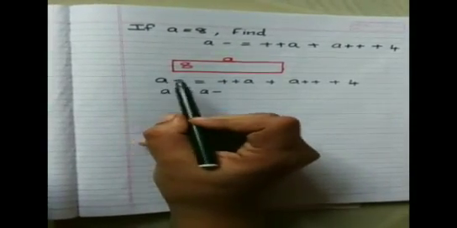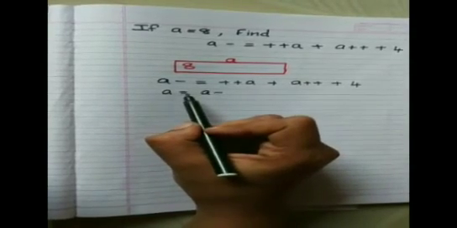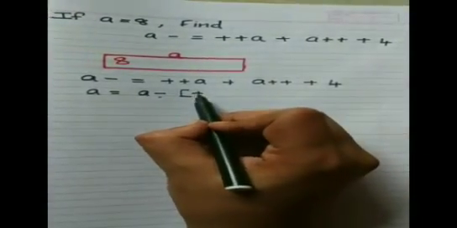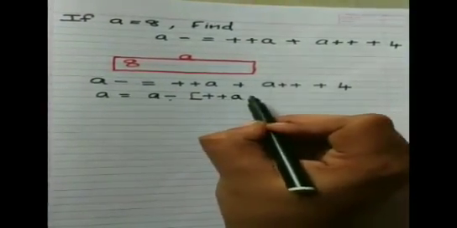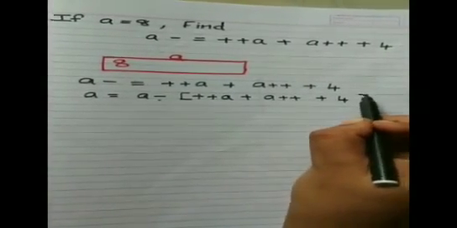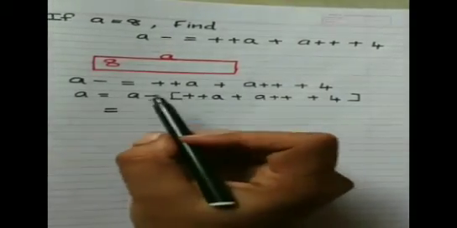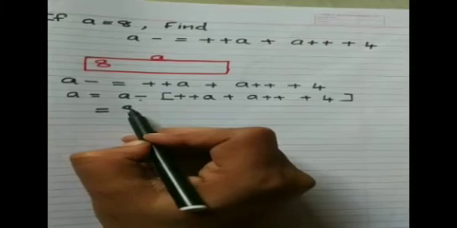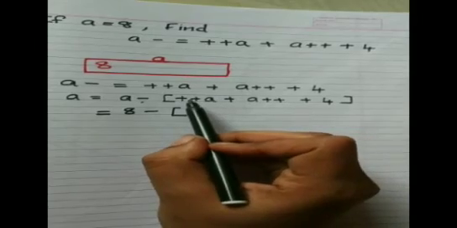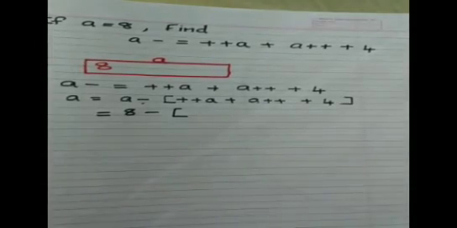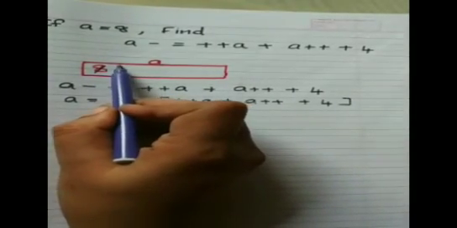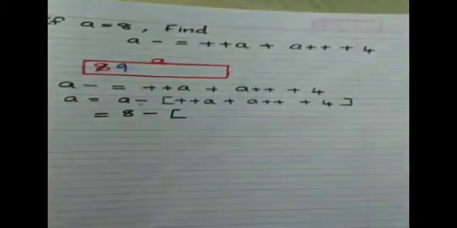So I'm bringing this A minus again here. So A will be A is equal to A minus, your right hand side expression I'm putting inside the bracket, ++A + A++ + 4, that is equal to A value is 8. So 8 minus, now ++A is a prefix. So you have to change the value then take. So changing the value to 9, and that 9 we have to take here.